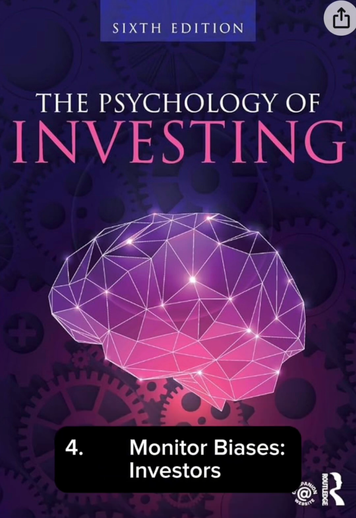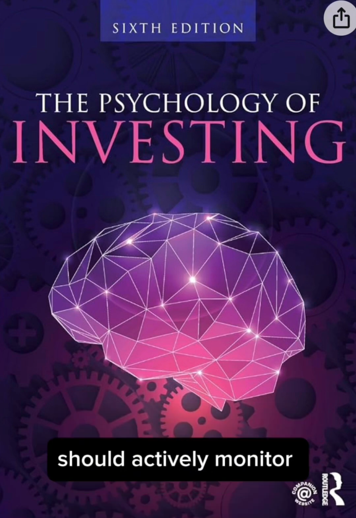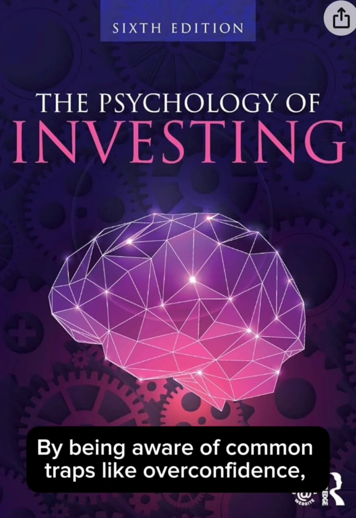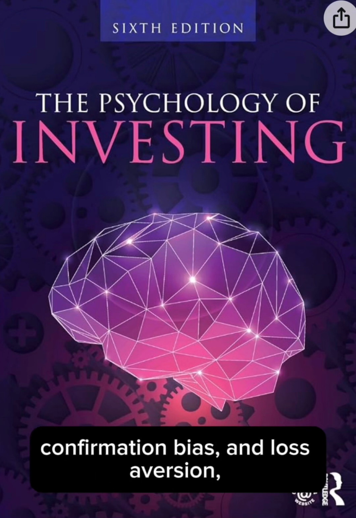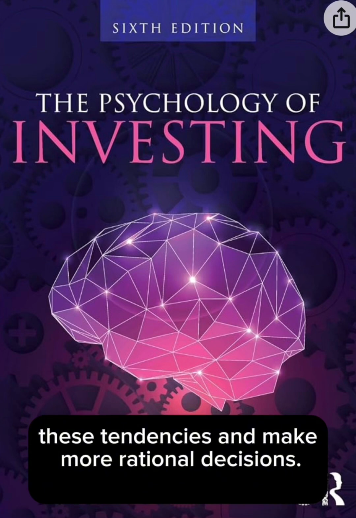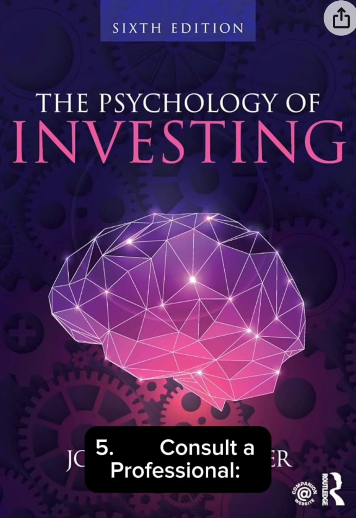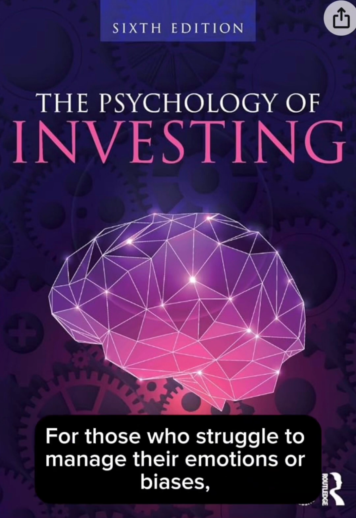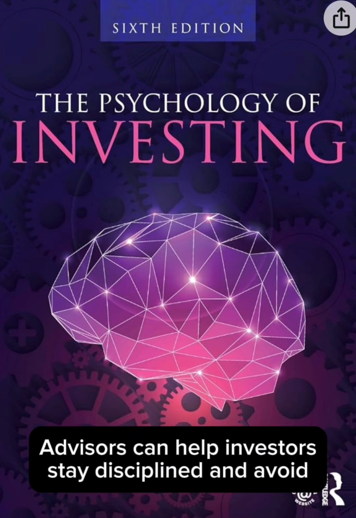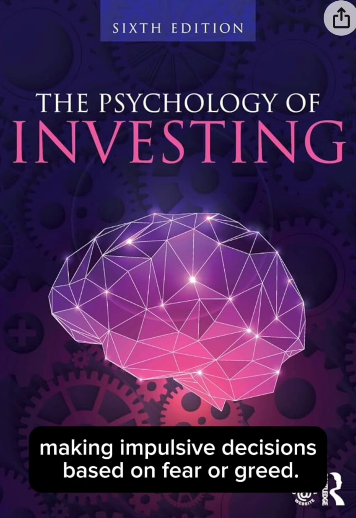4. Monitor biases. Investors should actively monitor their own behavior for signs of cognitive biases. By being aware of common traps like overconfidence, confirmation bias, and loss aversion, investors can take steps to counteract these tendencies and make more rational decisions. 5. Consult a professional. For those who struggle to manage their emotions or biases, working with a financial advisor can provide an objective perspective. Advisors can help investors stay disciplined and avoid making impulsive decisions based on fear or greed.